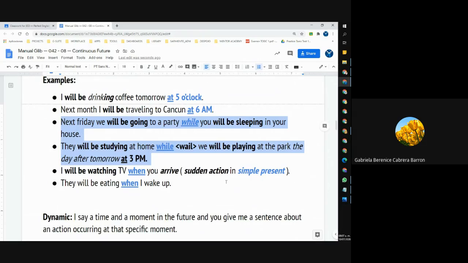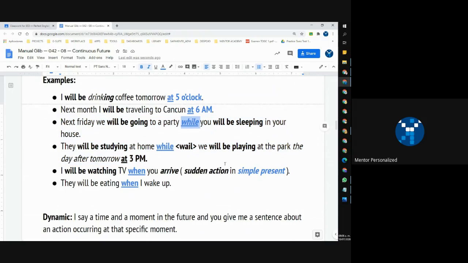Next Friday, we will be going to a party while you will be sleeping in your house. Oh my God, how boring. No, we will be going to a party and you will be sleeping in your house. Okay, remember that while expresses actions occurring at the same time, right? Yes. In this case, in the future for a period of time with a duration.